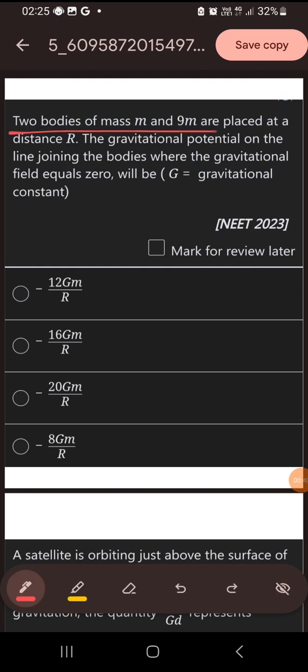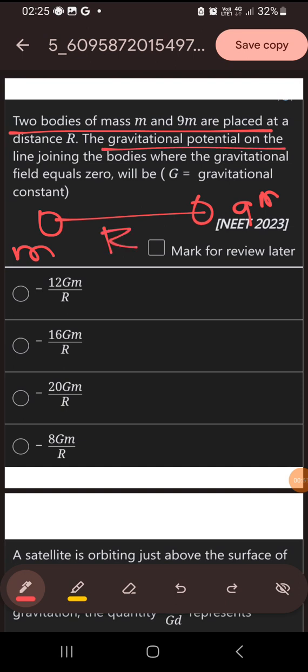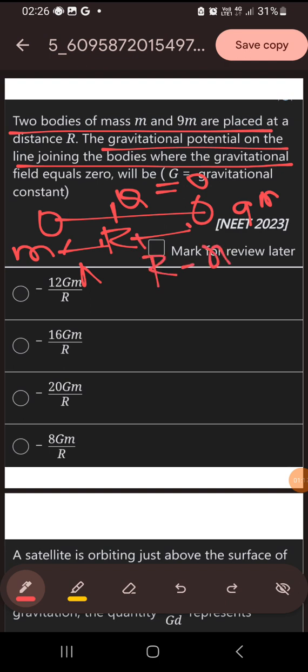There are two bodies of mass m and 9m, separated by a distance r. On the line joining them, there is a point where the gravitational field is zero. You can mark it as the point where the gravitational field is zero on the line joining the bodies. This distance you can write as x, and this distance you can write as r minus x.